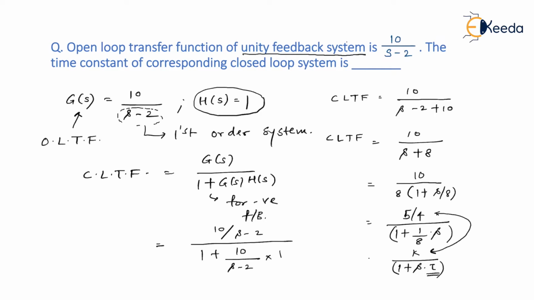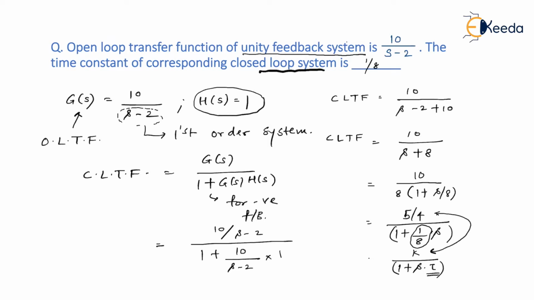In this case, the coefficient of s is 1 by 8. Now I can say the corresponding time constant for this closed loop system is 1 by 8. I hope you understood this. This is nothing but the time constant for a given system, for a closed loop system.